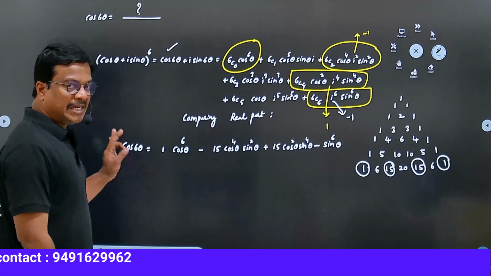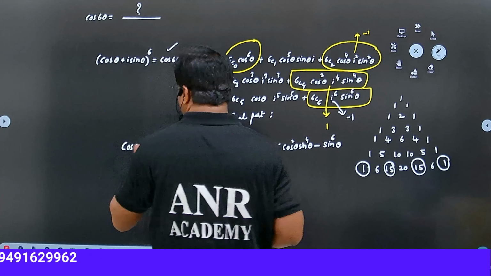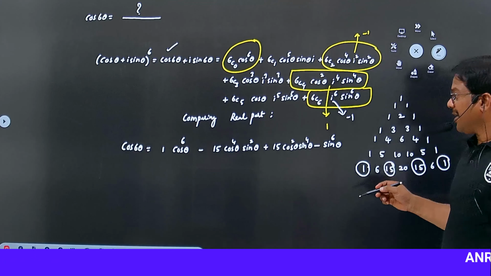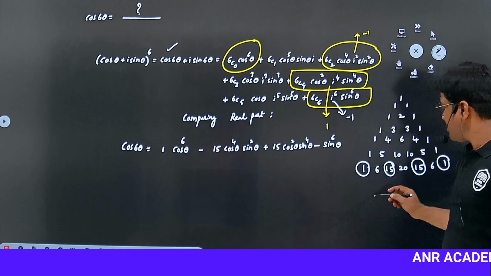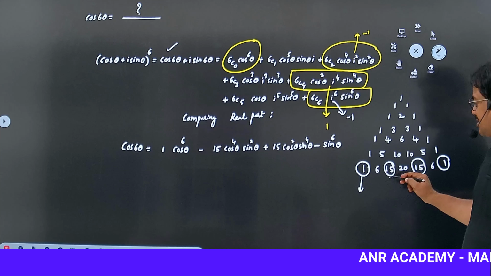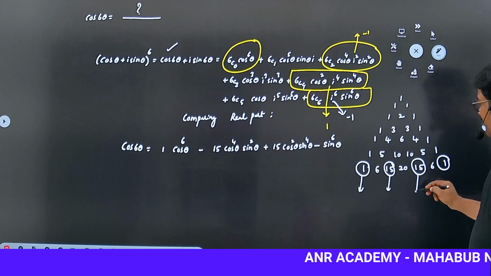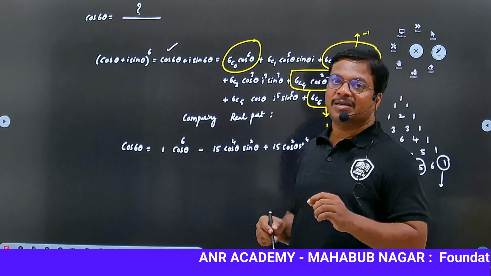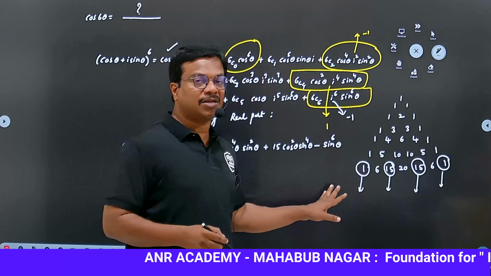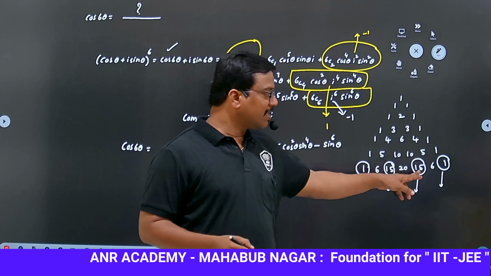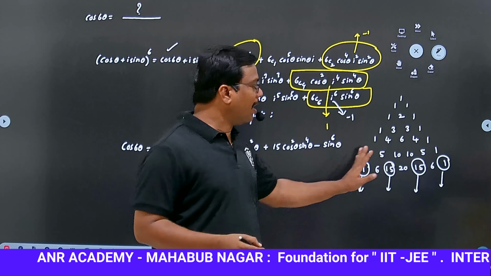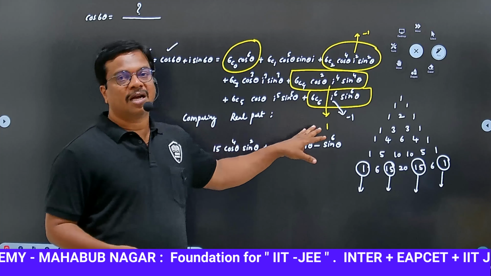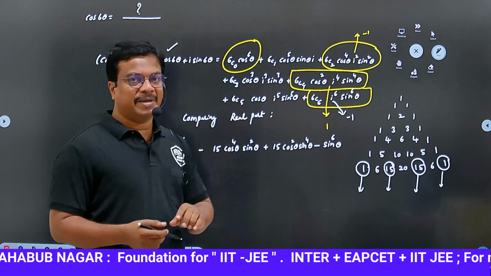So it is very clear that to get cos 6 theta from the Pascal triangle, the coefficients you have to write are the first, third, fifth, and then seventh binomial coefficient. Here the binomial coefficients are 6c0, 6c2, 6c4, and 6c6. So alternate terms you have to write as coefficients, and they are with plus or minus sign.